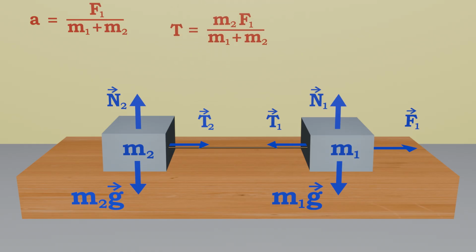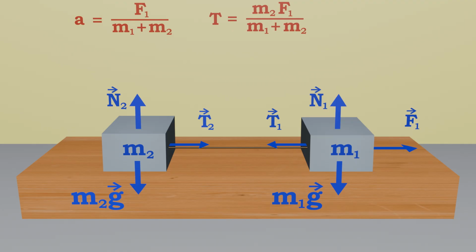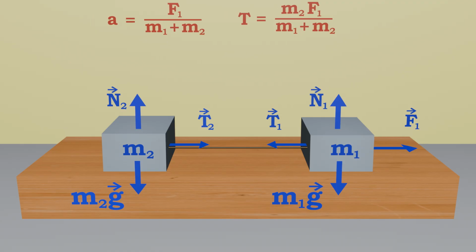Even though the result is fairly simple, let's make sure we have calculated a and T correctly. To do that, we will check how our formulas behave in situations where we already know the expected outcome. Case 1. F1 is equal to 0. In this case, the two objects just sit on the table, so both the acceleration a and the tension T must be 0. By substituting 0 for F1 in the formulas, we get a equals 0 and T equals 0. So, the formulas give the correct result.